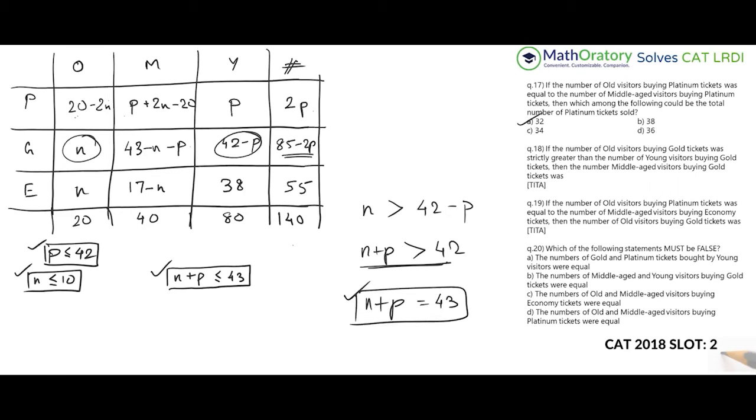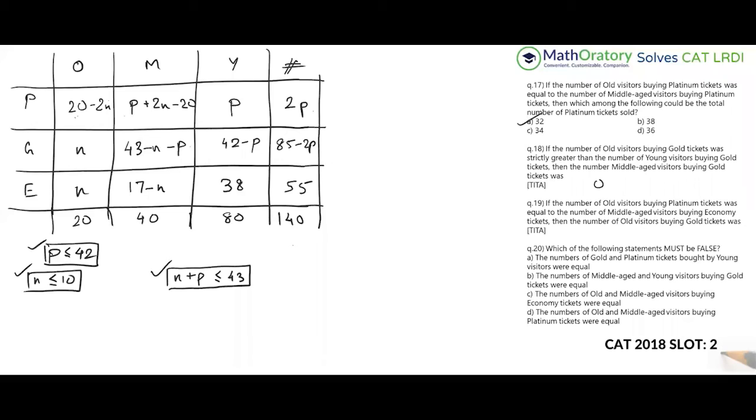Now what are we looking for? Number of middle-aged visitors buying gold tickets. So middle-aged visitors is 43 minus N minus P. So that is 43 minus of N plus P, which is 43 minus 43, that is 0. So that is the answer for question number 18. Let's move to the next one now.